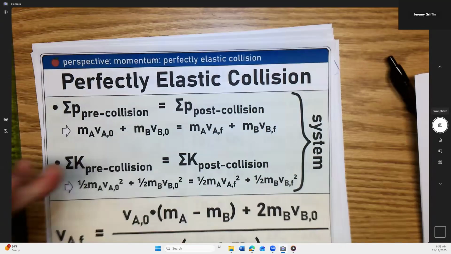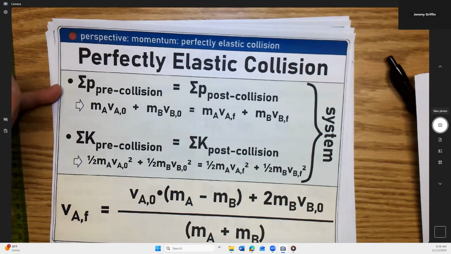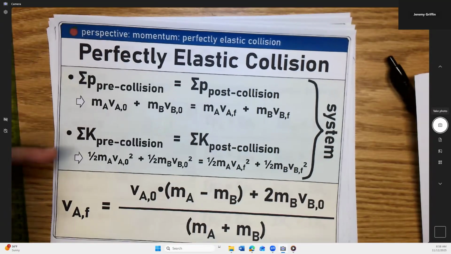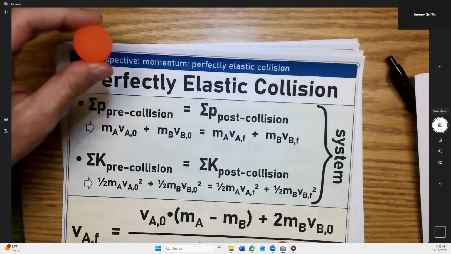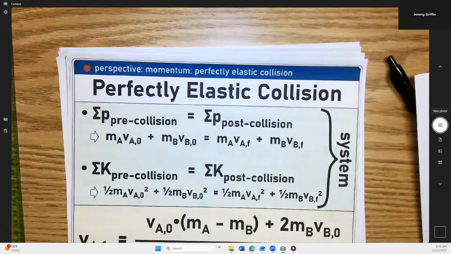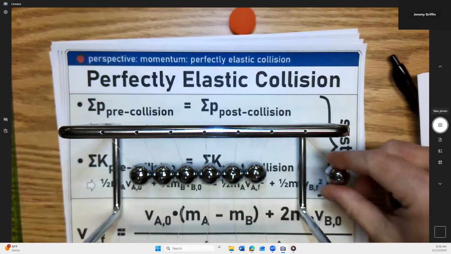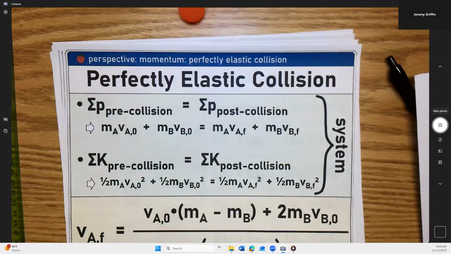And what's the physical property that's special about this? Not only is momentum conserved, but what else? Kinetic energy in the system. If you add all the kinetic energy before and after, it's all conserved. Now, again, this is not universally true. This is only true for this very special kind of collision where it's really bouncy. Another example is Newton's cradle. This is pretty much elastic right here. That's a very special kind of collision.